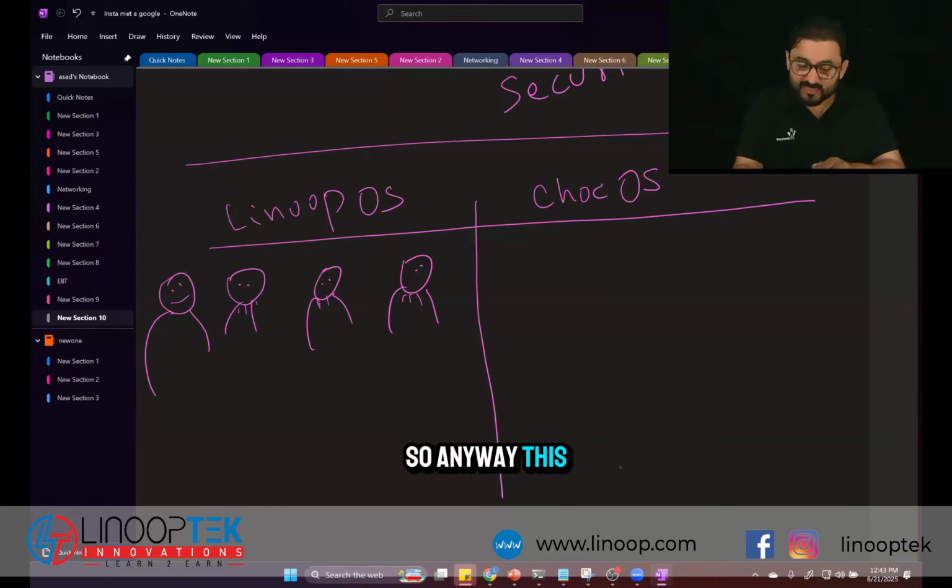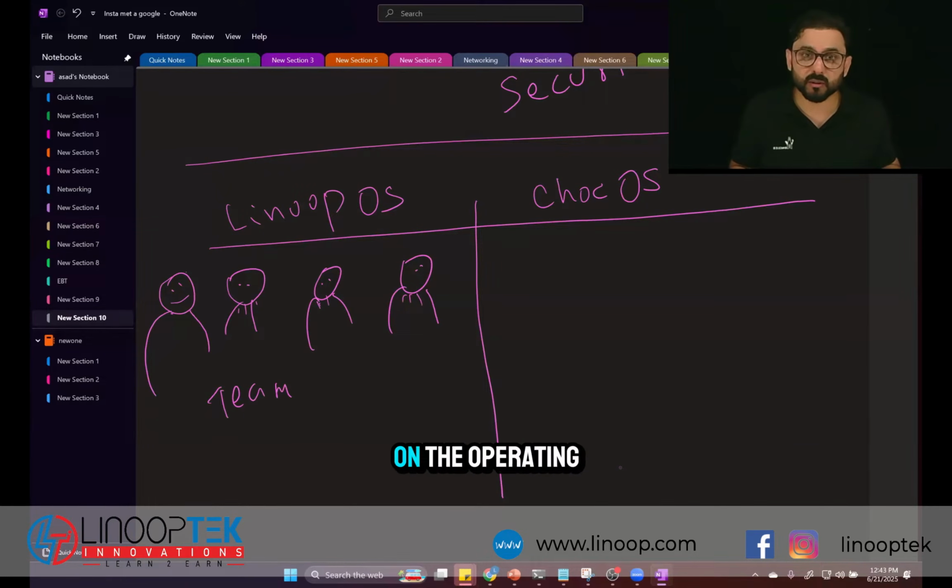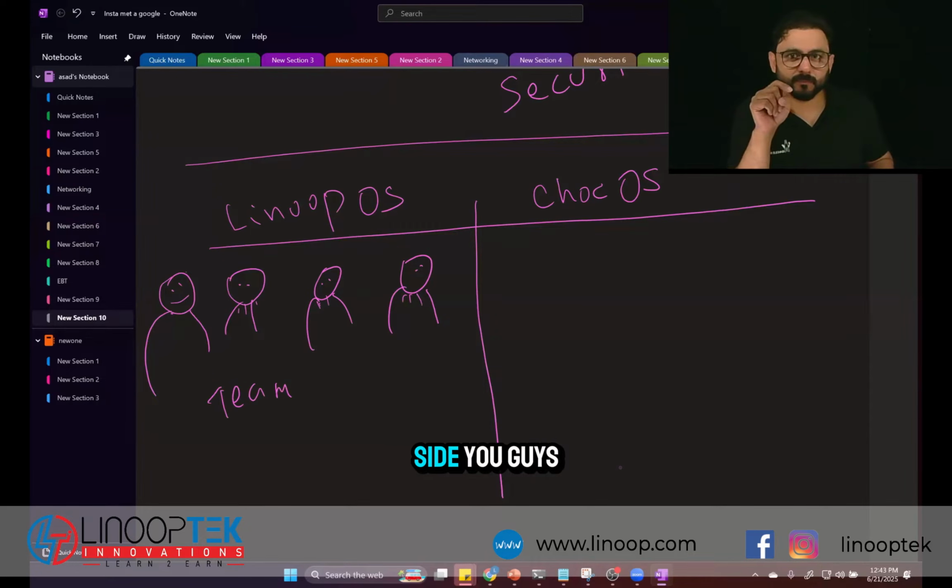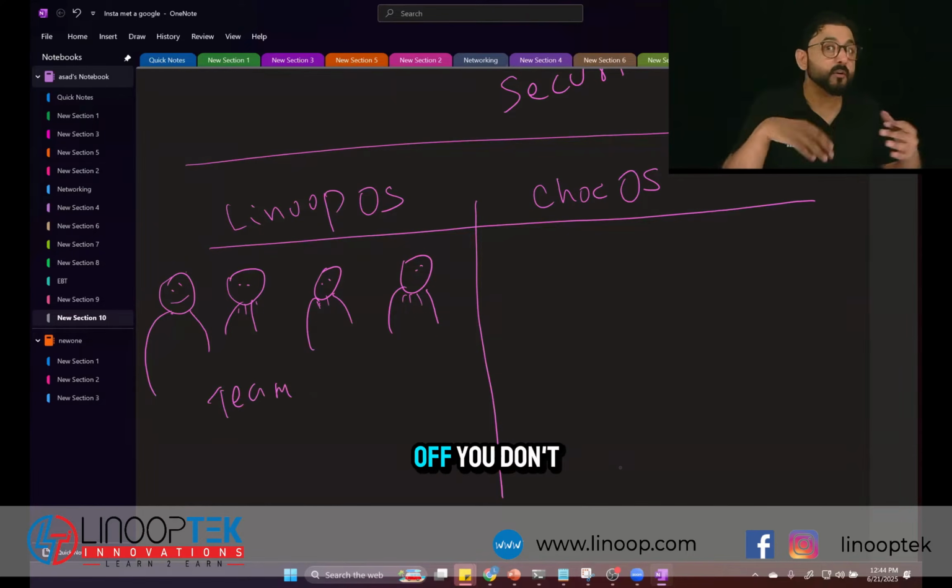So anyway, this is my team that's going to build LinoopOS. I've got the best of the best out there. I pay them millions of dollars, and guess what? They're going to work on the operating system for me. On the other side is the ChalkOS team. You are smart people, okay? You're just starting off. You don't have any money.